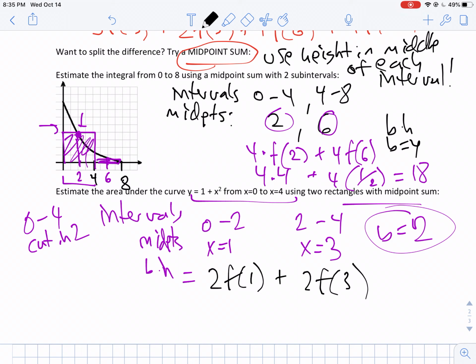Okay, so f of 1, so that's 2 times 1 plus 1 squared, which is 2. And then f of 3, 1 plus 3 squared is 10. So that gives you 24.